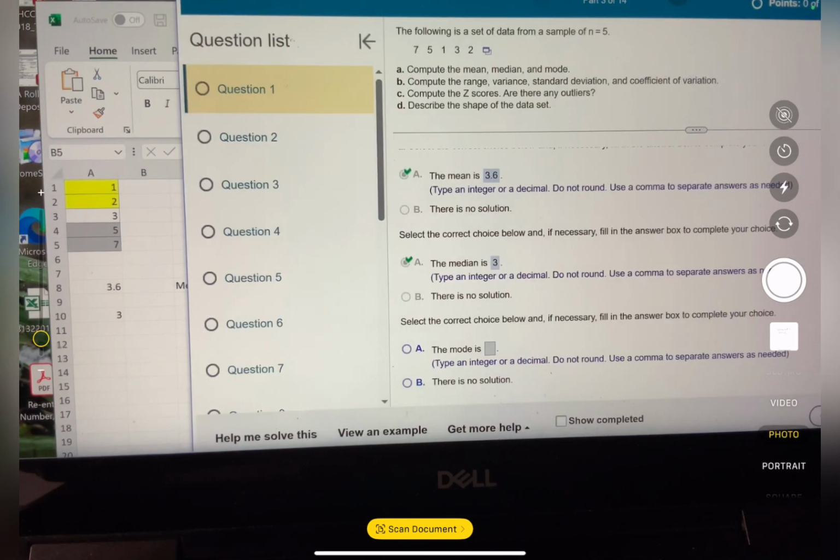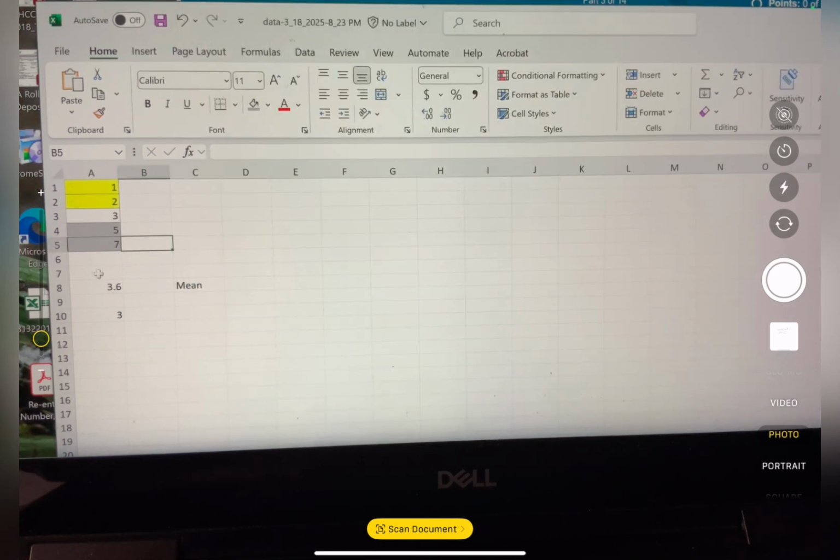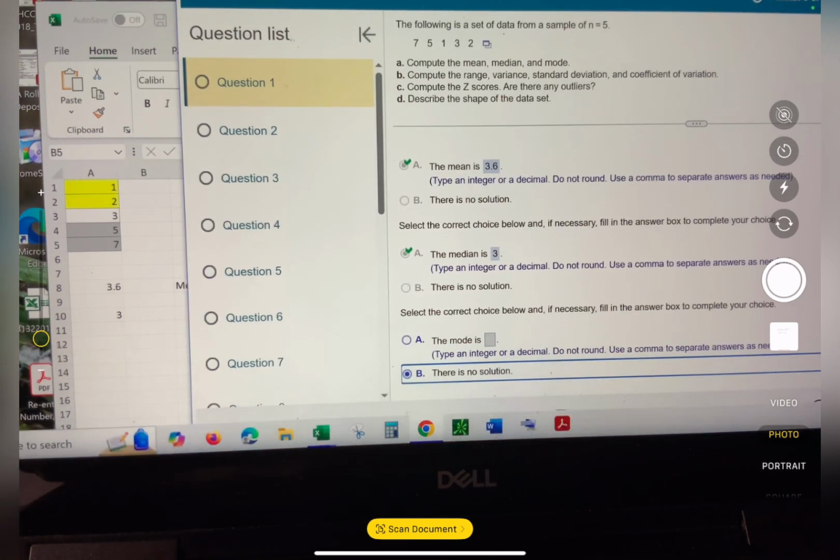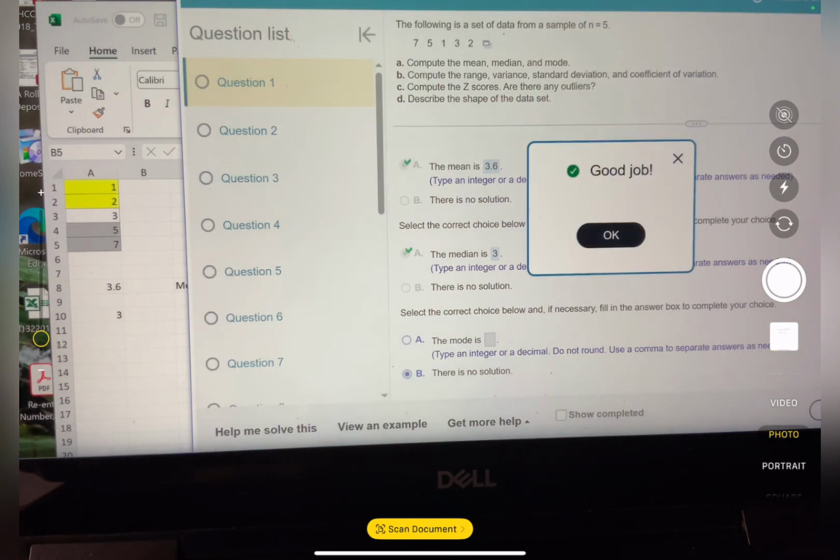Okay, what is coming next? Mode. What is mode? Mode is the number that repeats itself the most. We don't have any number repeating itself, so we put that there is no solution. Okay, let's check it. Good job.